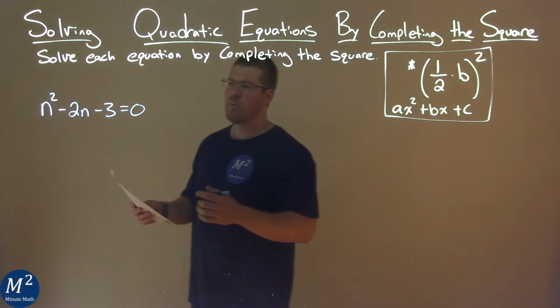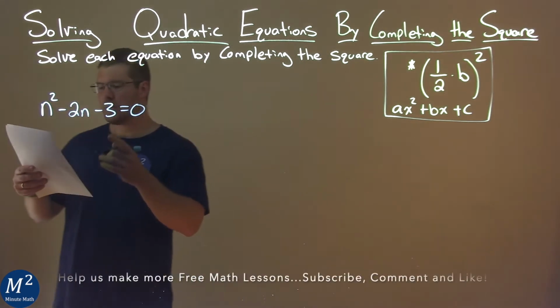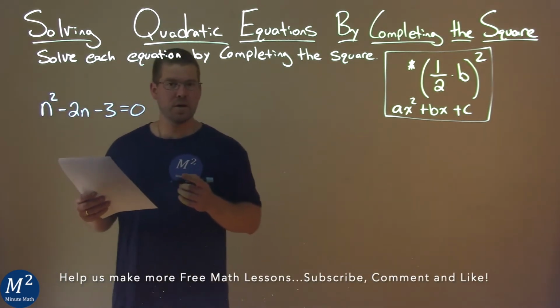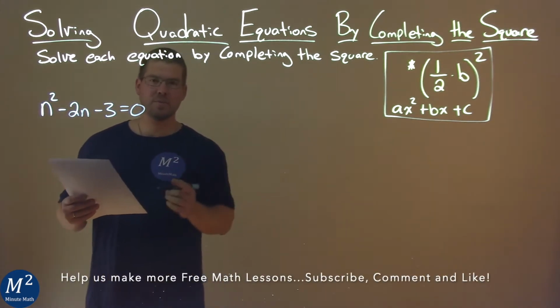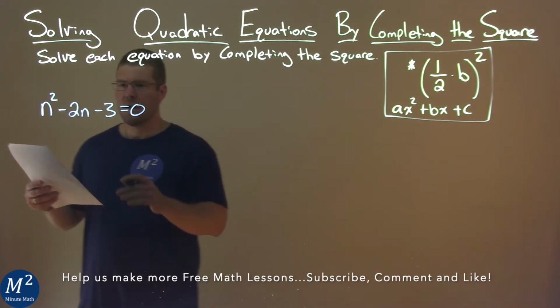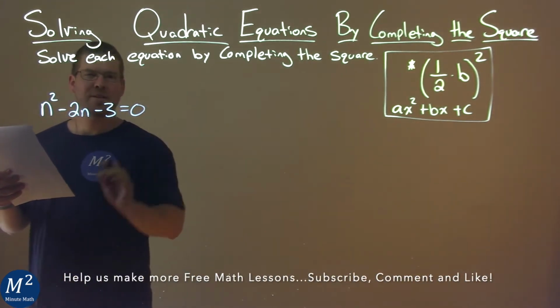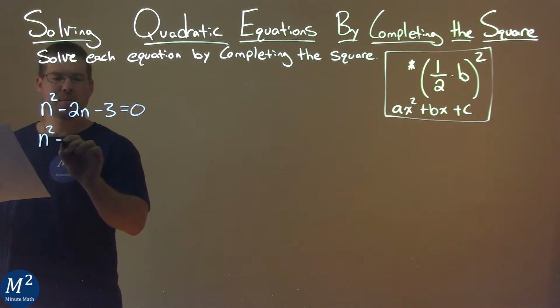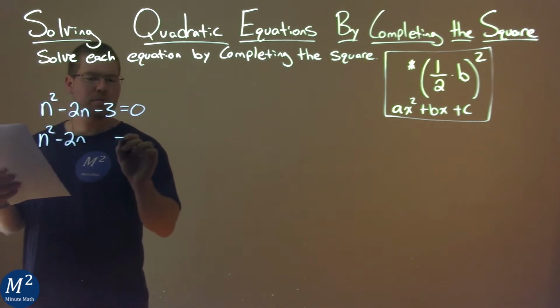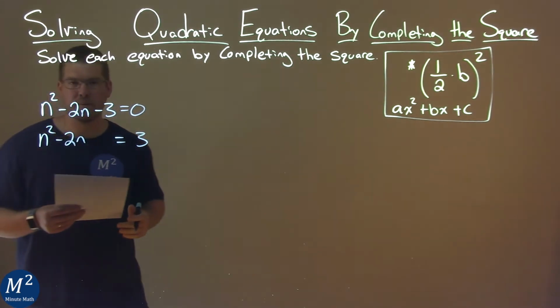We're given this problem right here: n squared minus 2n minus 3 equals 0. And we want to solve this by completing the square. Well, the first thing I'm going to do is add 3 to both sides. N squared minus 2n equals positive 3.